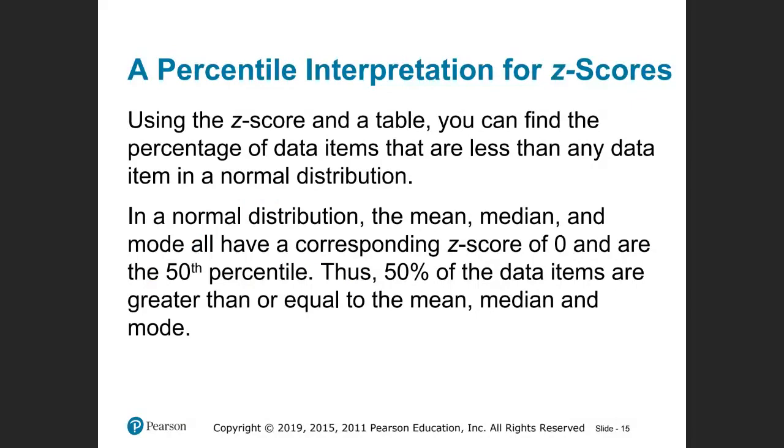A percentile interpretation for z-scores. Using the z-score in a table, you can find the percentage of data items that are less than any data item in a normal distribution. In a normal distribution, the mean, median, and mode all have a corresponding z-score of 0, and they're in the 50th percentile. Thus, 50% of the data items are greater than or equal to the mean, median, and mode.